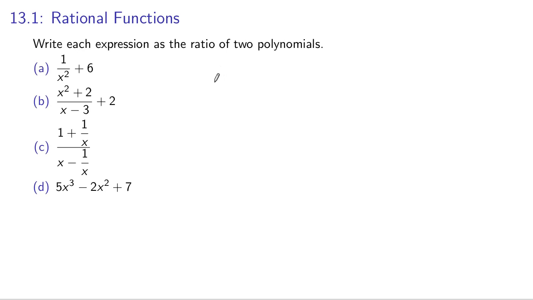Write each expression as the ratio of two polynomials. In other words, put each of these expressions into the form of a rational function. So in order to do this, we need to multiply the 6 by x squared over x squared to get 6x squared over x squared, which then gives us 6x squared plus 1 all over x squared. And now we have this written as a ratio.